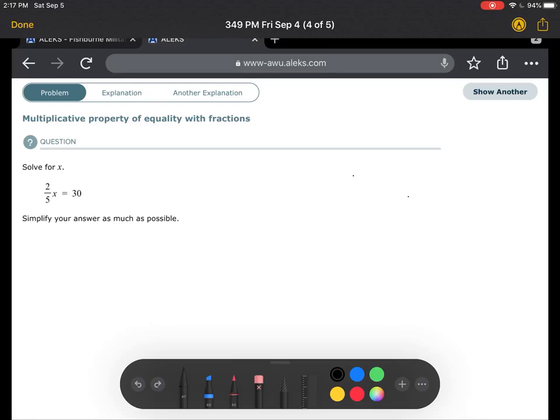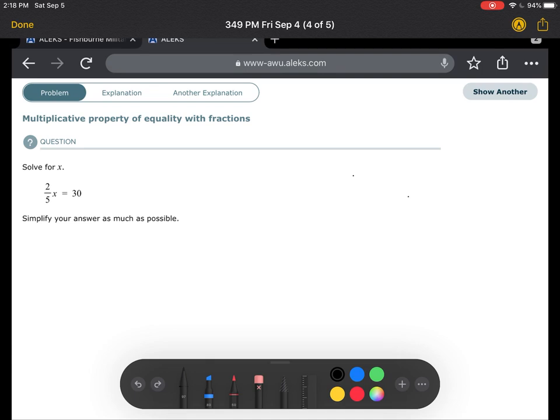Alright guys, so this is the question, multiplicative property of equality with fractions. This is just one of those questions where it tells you to solve for x, and you just have to know how to answer the problem. So I'm going to show you how to do this. Just bear with me, we'll get through it.